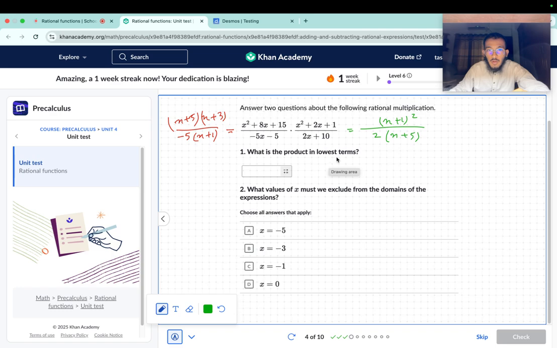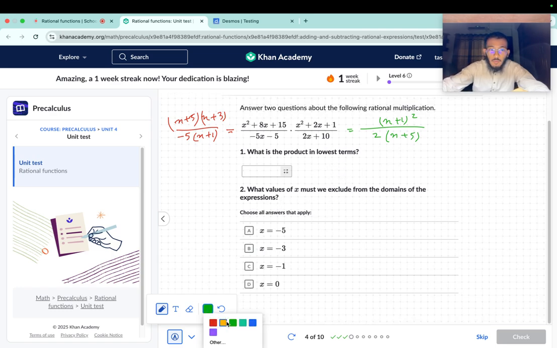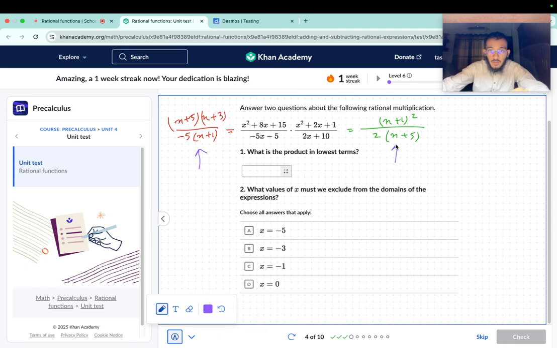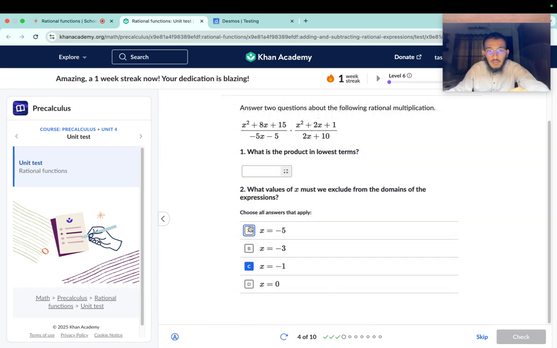Now we want to find the product in lowest terms, and what values of x must be excluded from the domains of the expressions. These are the values that we don't want, such that the denominator becomes 0 or undefined. So if we insert a negative 5 here, negative 5 plus 5 becomes 0. And if you have a negative 1 here, this also makes this 0. So negative 1 and negative 5 will be the answer for this.